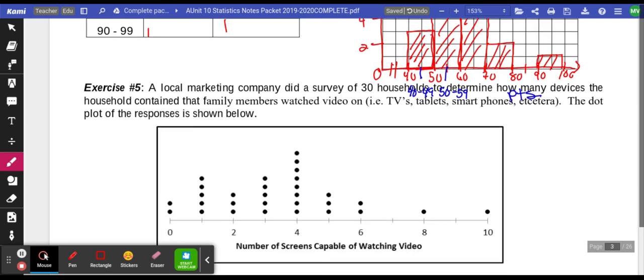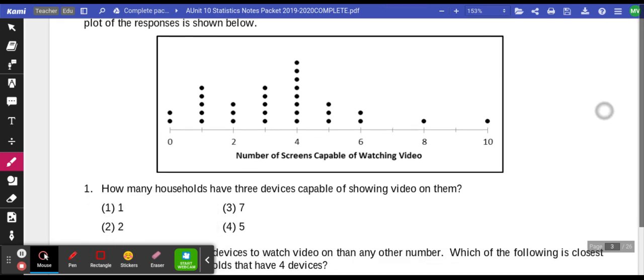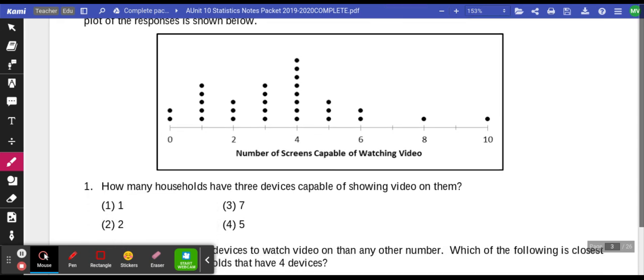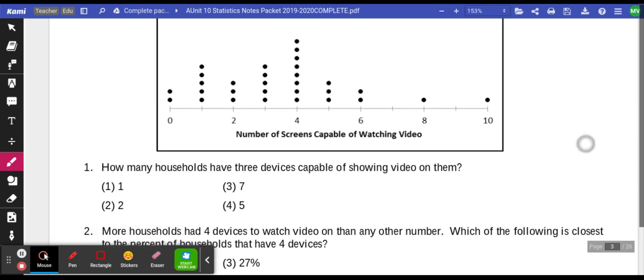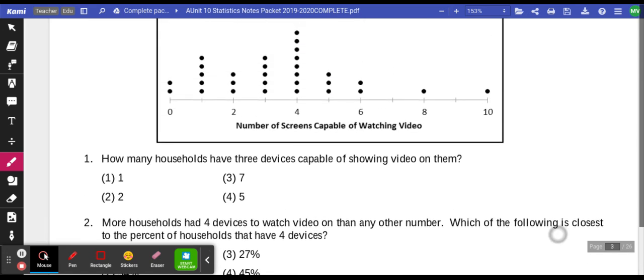All right, example 5. A local marketing company did a survey of 30 households to determine how many devices the household contained that family members watch video on: TVs, tablets, smartphones, etc. The dot plot of responses is shown below. How many households have 3 devices? So I want you to pause and answer questions 1 and 2 and come back and check.